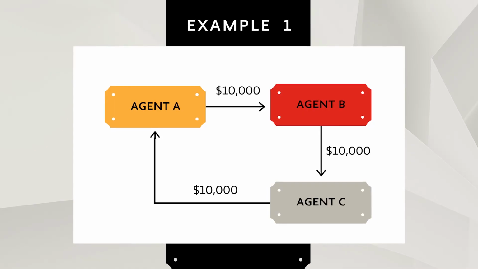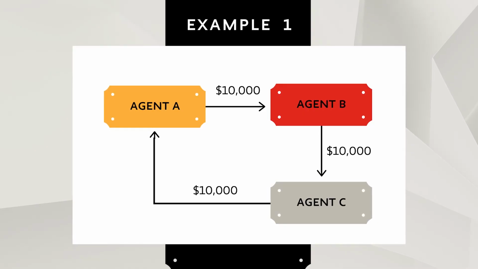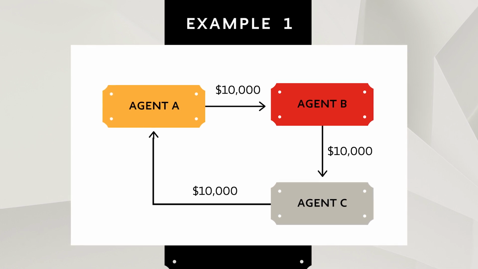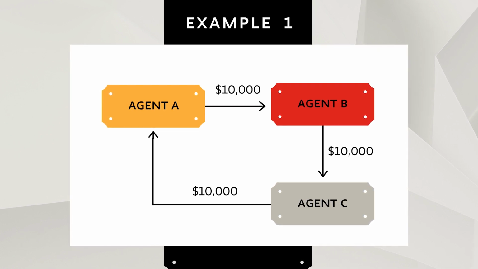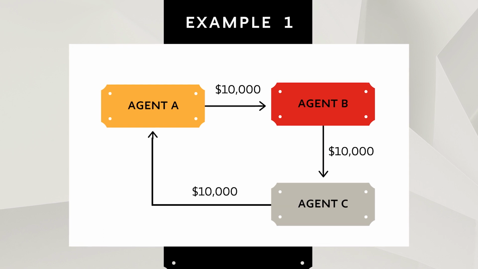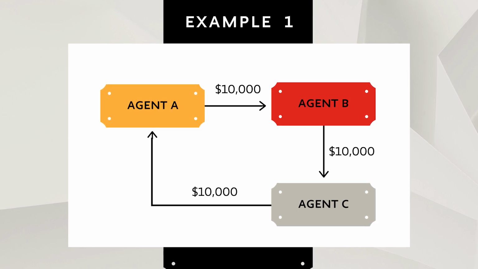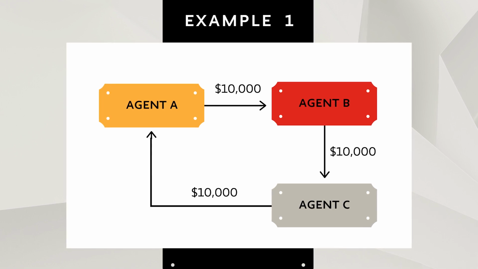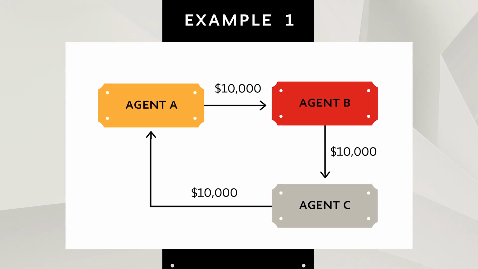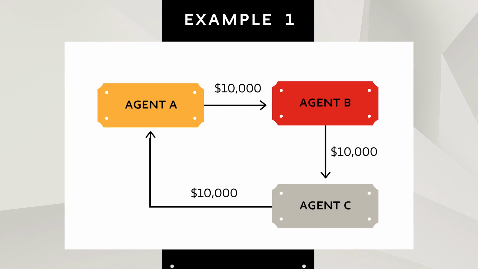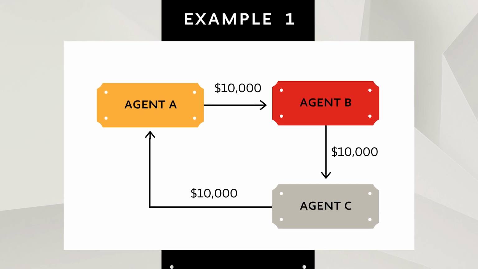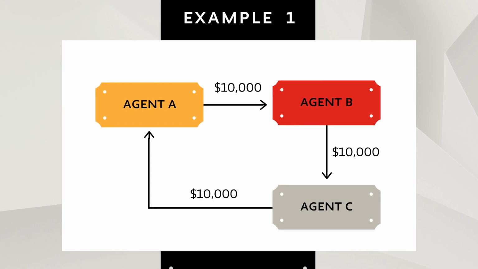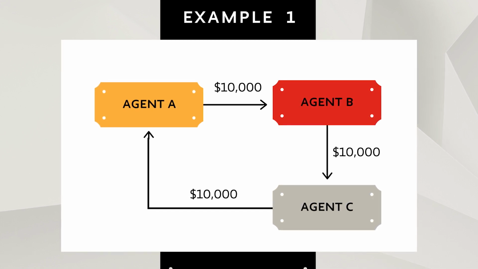To keep this very simple, we'll say this is an economy with three agents, or people, or businesses, named A, B, and C. Each one of them spends $10,000 per year. Individual A buys $10,000 worth of goods from individual B. Individual B buys $10,000 worth of goods from individual C. And individual C buys $10,000 worth of goods from individual A. Each agent then starts the year with $10,000 and finishes with $10,000.